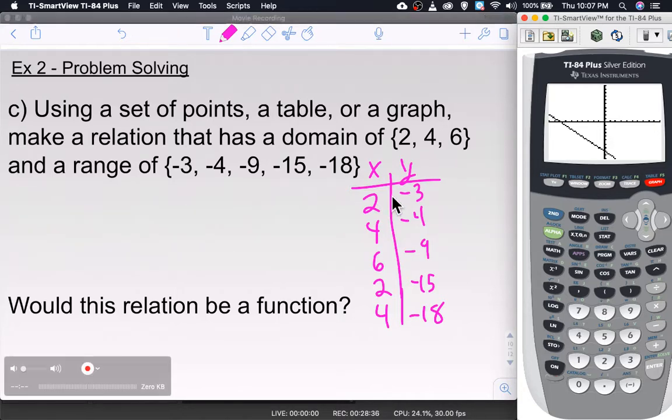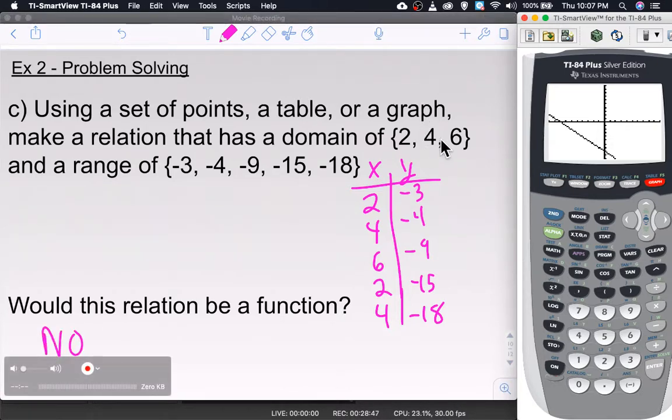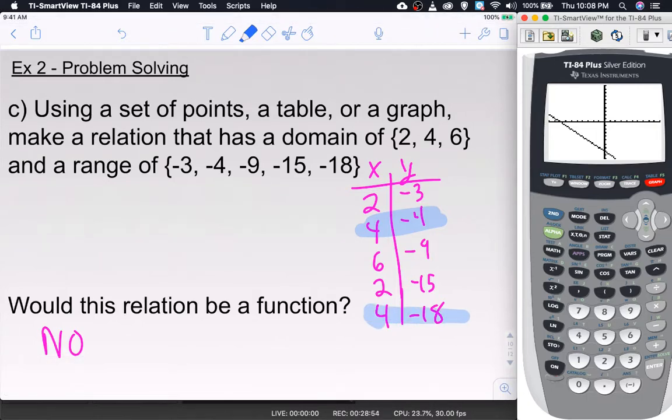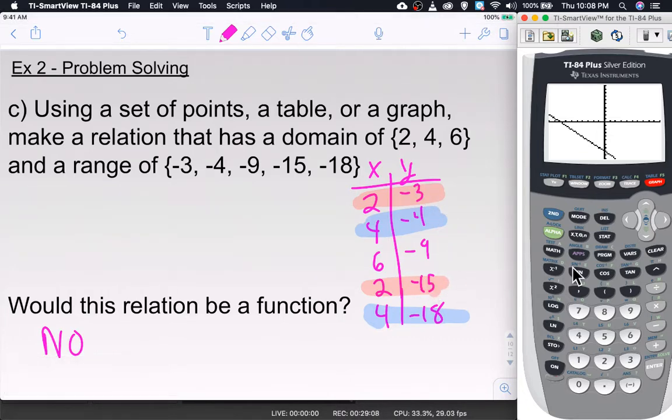So I've done the first part. Would this relation be a function? No, it's not. There's no way yours could be a function because you're going to have to reuse an x value on 2 different y values. Here, I did it with 4 there, as well as with 2 there. So I have one x value, 2, with 2 different y values. That would fail the vertical line test. So this would not be a function.